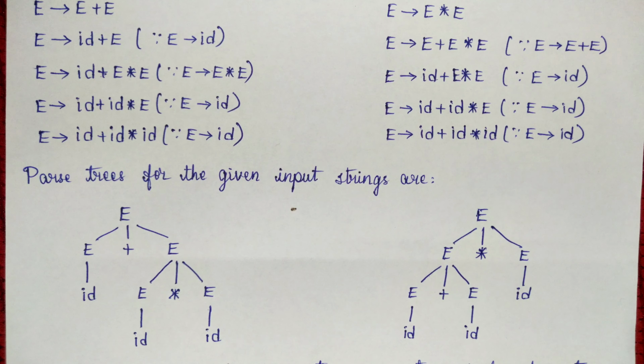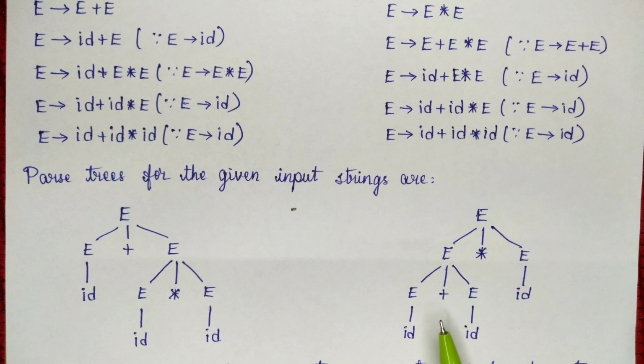Here we can draw both the parse trees as leftmost parse trees. In the first parse tree we have the root node as E and took E produces E plus E. Then from E we took the E produces ID production. Then coming to the right side, E produces E into E. Then again the leftmost production E produces ID and then the right production E produces ID. So our required string is obtained: ID plus ID into ID.